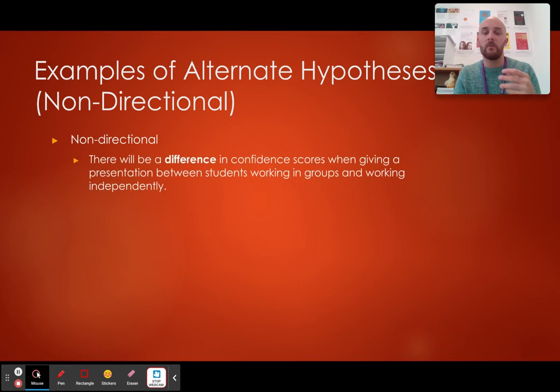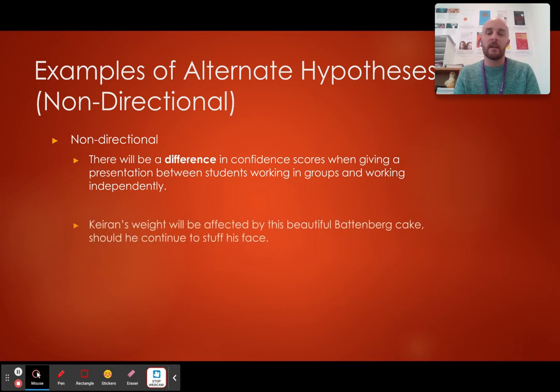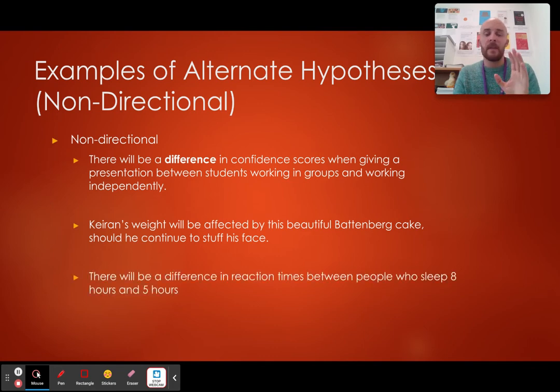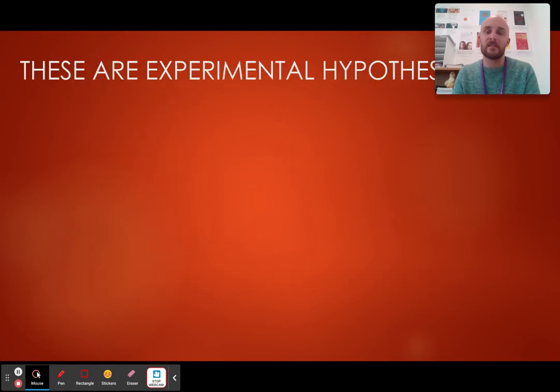Now, a non-directional one is exactly the same. There will be a difference in confidence scores. Kieran's weight will be affected by the beautiful Battenberg cake, also banging cake, by the way. There will be a difference in reaction times. Non-directional, again, is used when you are less confident of what way the change is going to happen.